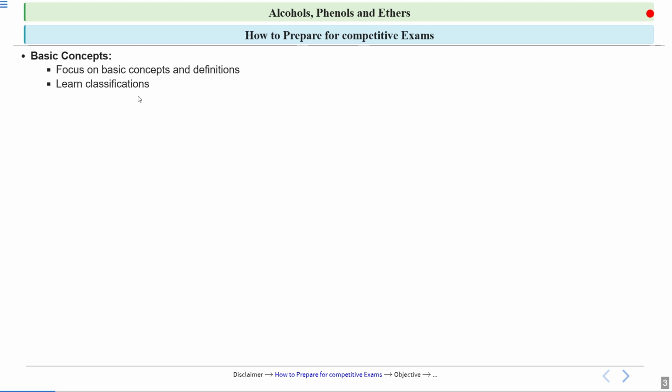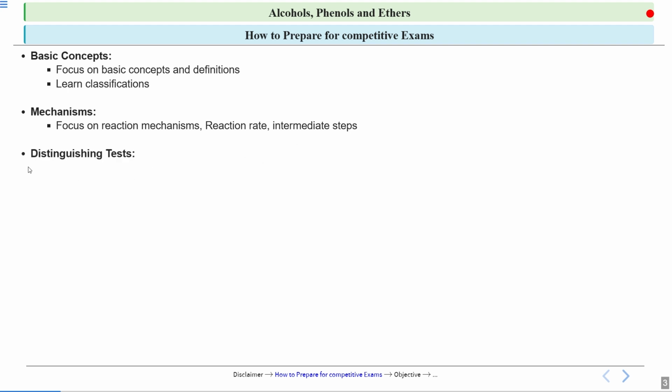You have to learn the classifications. You have to learn the mechanisms also. There are various types of mechanism reactions. So focus on the reaction mechanisms, reaction rate, and the intermediate steps which are included in the reactions of alcohols, phenols, and ethers. You also have to focus on the distinguishing tests like Lucas test, FeCl3 test, iodoform test. They are the tests which we use to distinguish among the alcohols or the phenols.